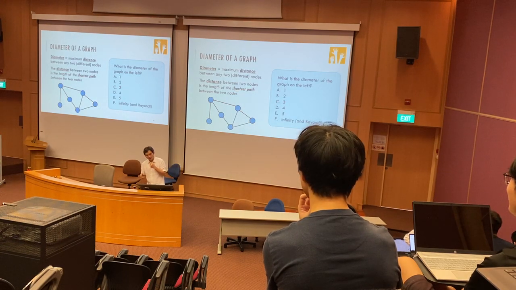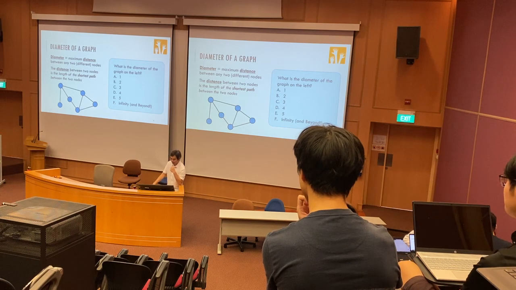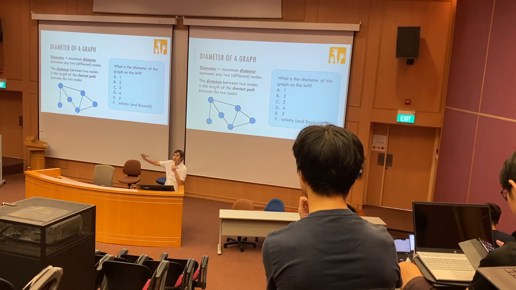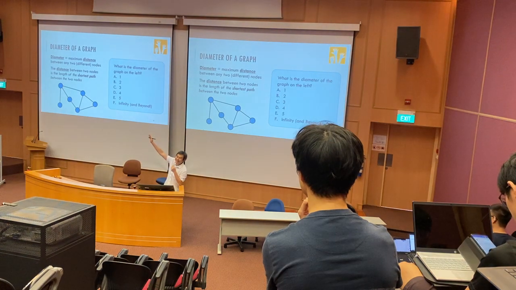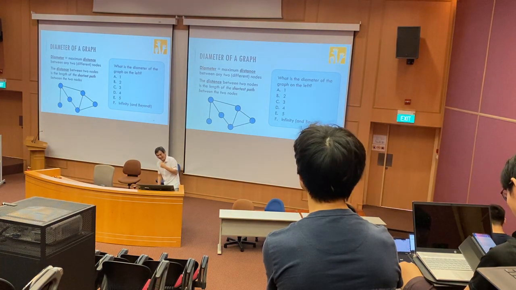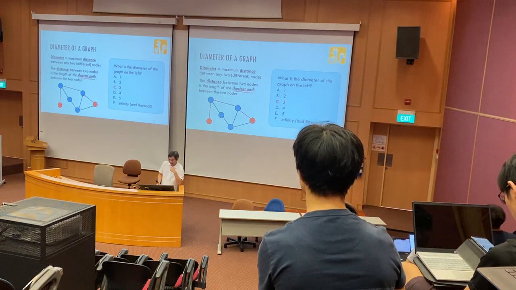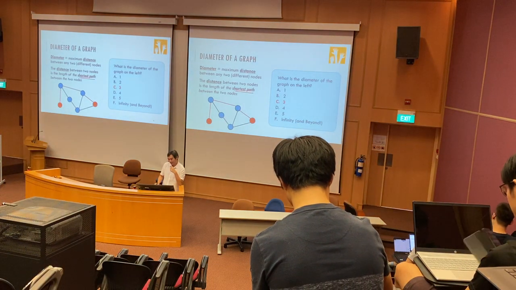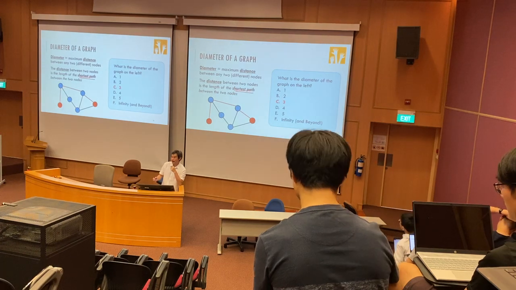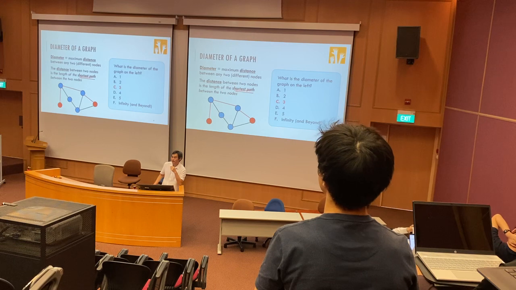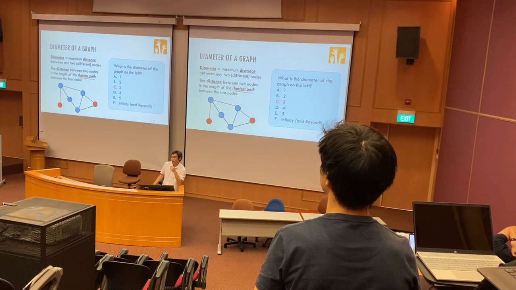So let's look at the diameter of the graph on the left. What is the diameter? Is it 1? I think I sort of showed the answer now. 2, 3. Everyone saw the answer. All right, so it's 3, and you can see why. We're going from the longest shortest path. So what you do is you check for every two different nodes, what is the shortest path between the two nodes.